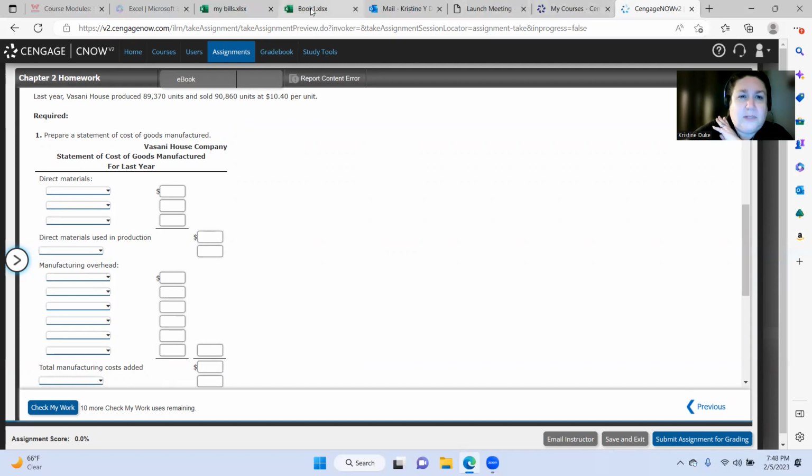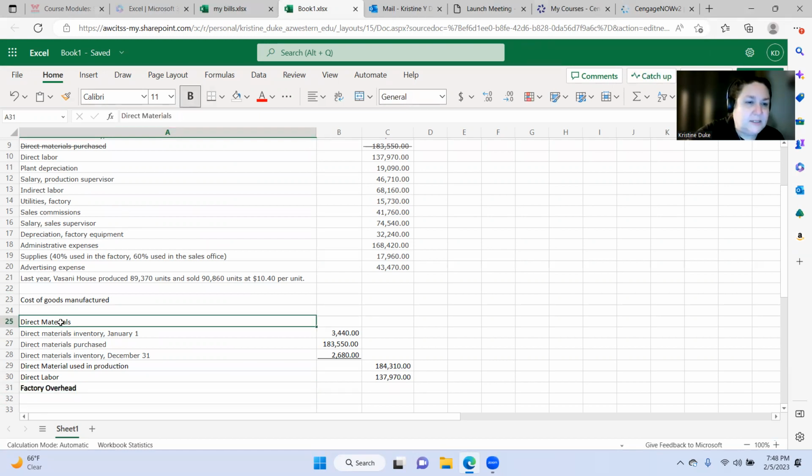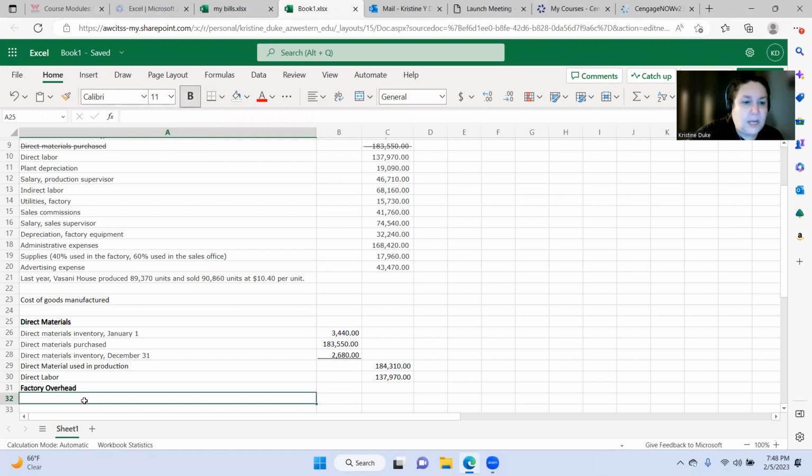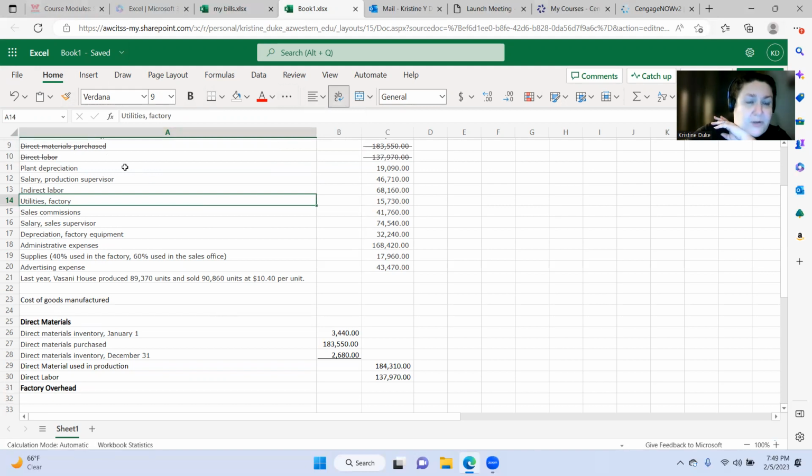Okay, so let's just keep going. So we're going to list our factory overhead. I'm going to bold these because these are more like titles. They're not actually entries. And so we're going to look at this. We've already got our direct labor in there, so let's go with strike through. Plant depreciation, salary, indirect labor, the utilities factory.